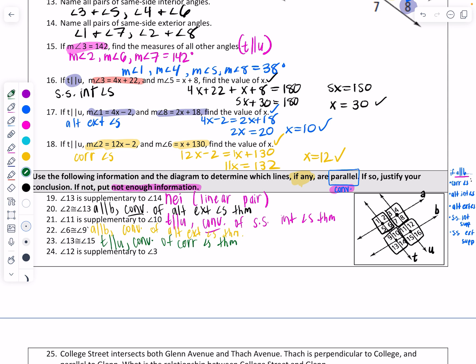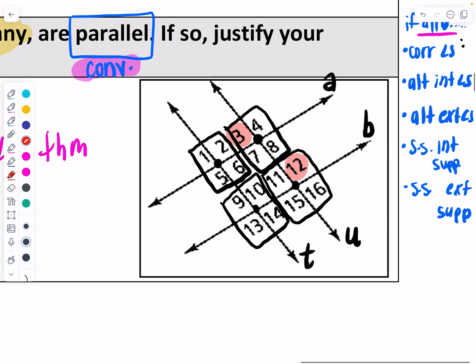All right, last but not least, what if 12 is supplementary to 3? So where's 12? 12 is here. Where's 3? 3 is here. Now, y'all, this one's tricky because where is my transversal? It's right here at U. Where are my possible lines, A and B?